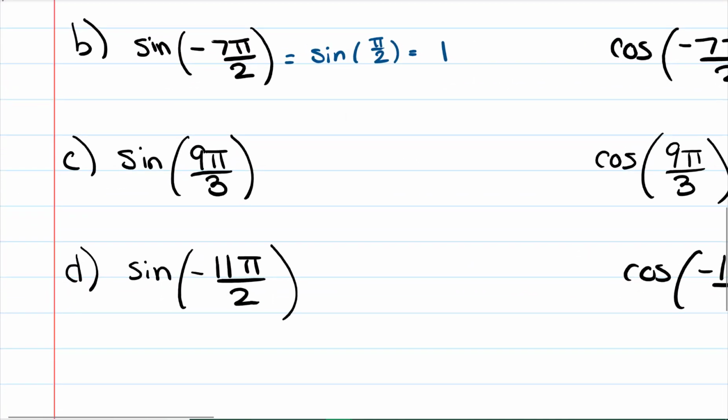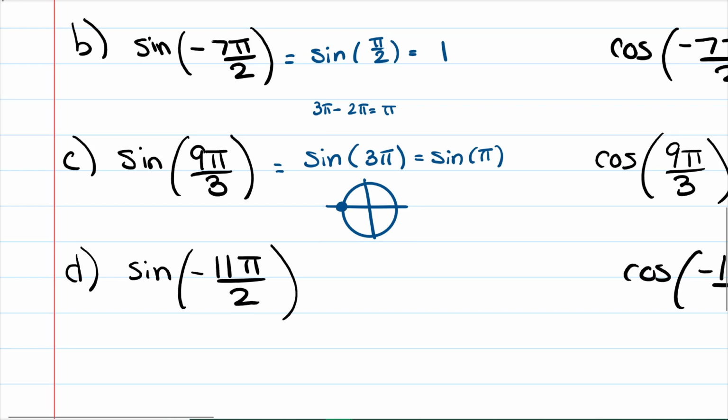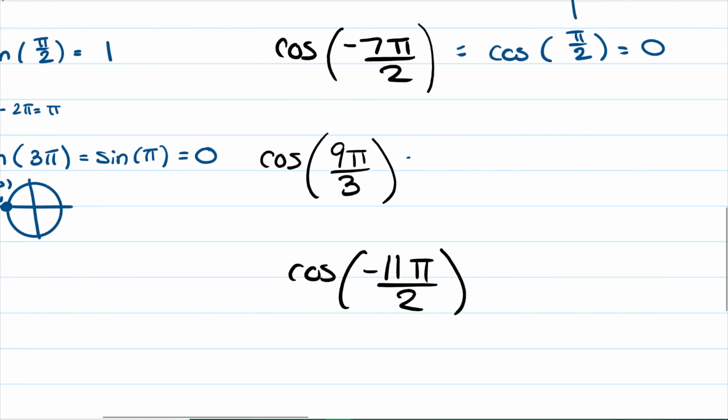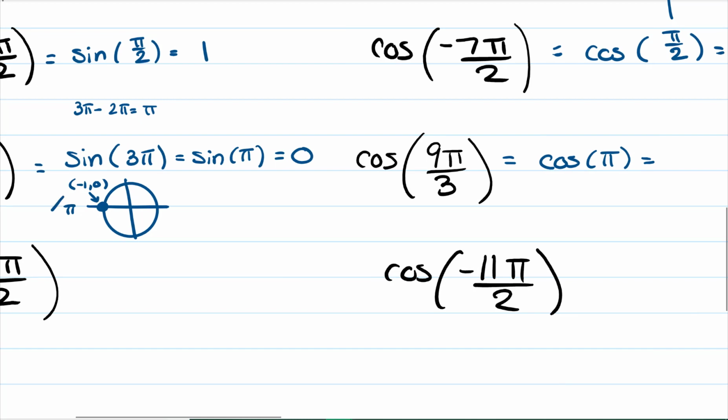All right. Sine of 9 pi over 3. Well, I'm just going to simplify this first. Sine of 9 pi over 3 is the same as sine of 3 pi. And 3 pi is obviously bigger than 2 pi. So if we go 3 pi minus 2 pi, you're going to get pi. So this is sine of pi. Let me make a quick sketch to help me see this a little better. That pi is right here, so this is the coordinate (negative 1, 0). So the y value is 0. So here we get cosine is going to be cosine of pi. And cosine of pi we saw right here is negative 1.